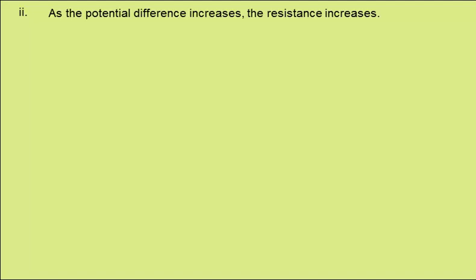In part 2, we need to state with reference to the current voltage characteristic graph we've just drawn, how the resistance of the lamp changes as the potential difference across it changes. Well, as the potential difference increases, the resistance of the lamp increases.